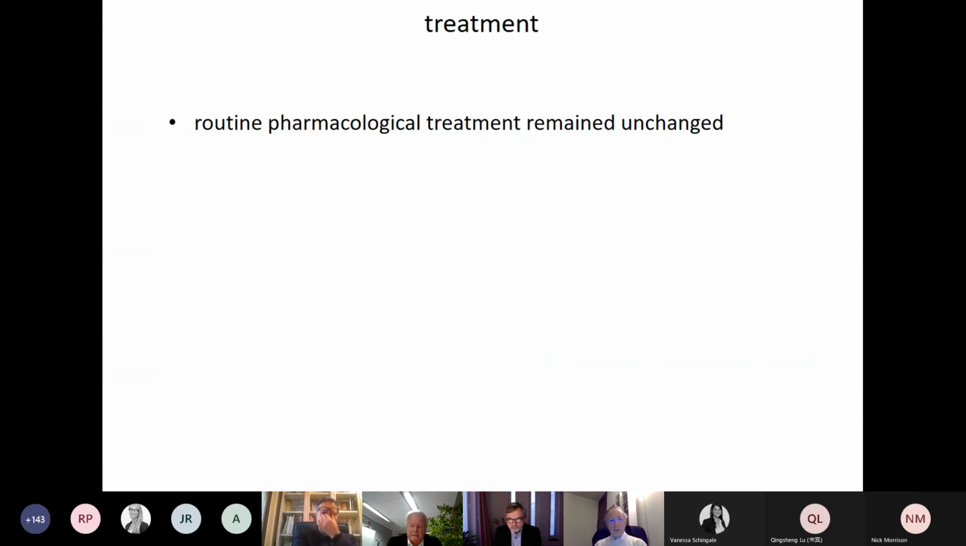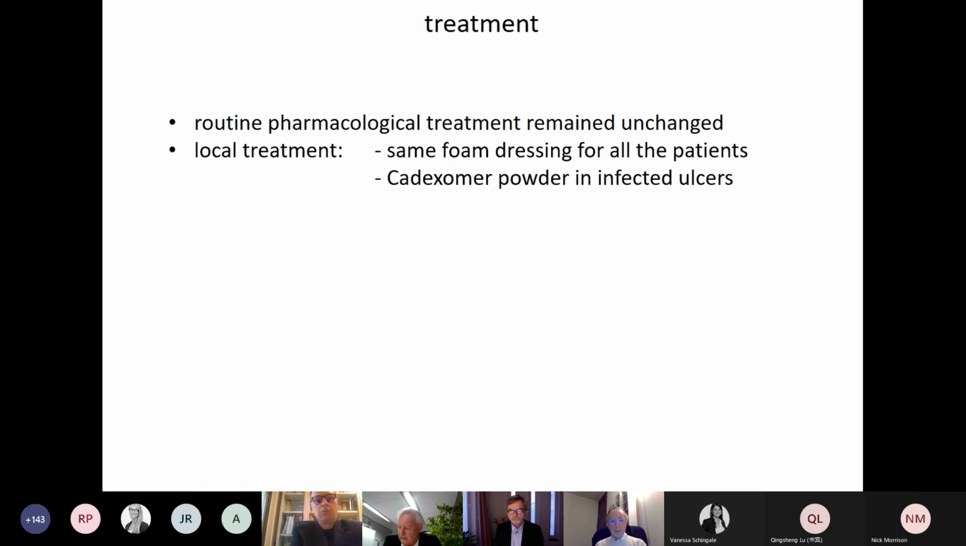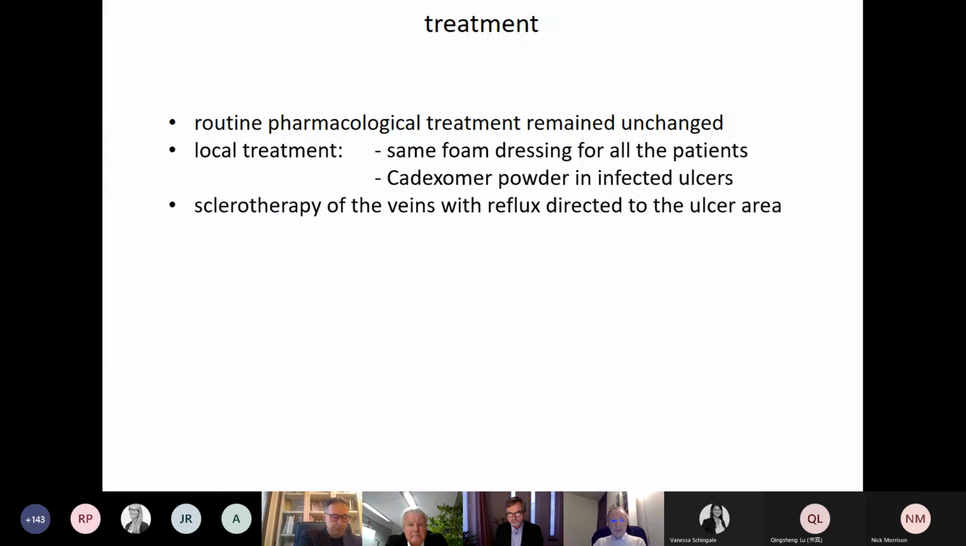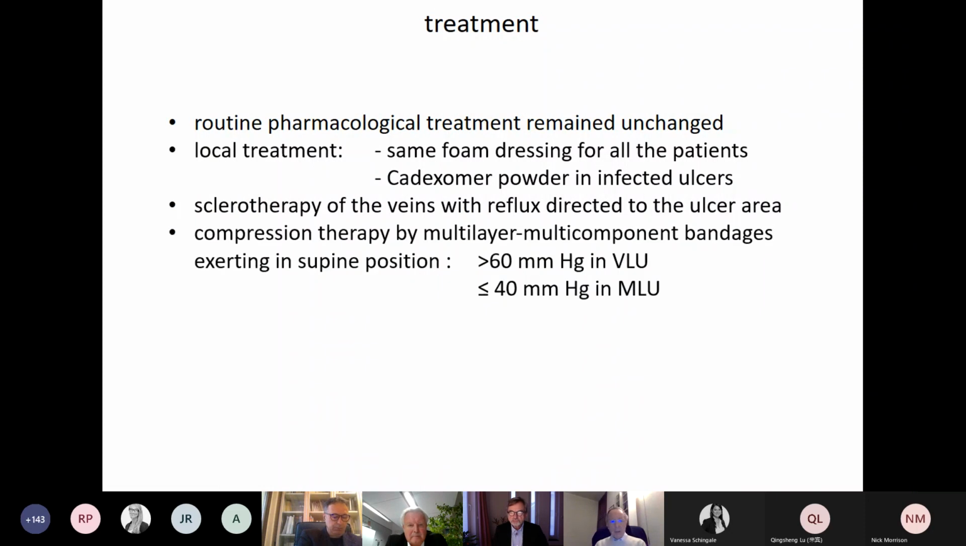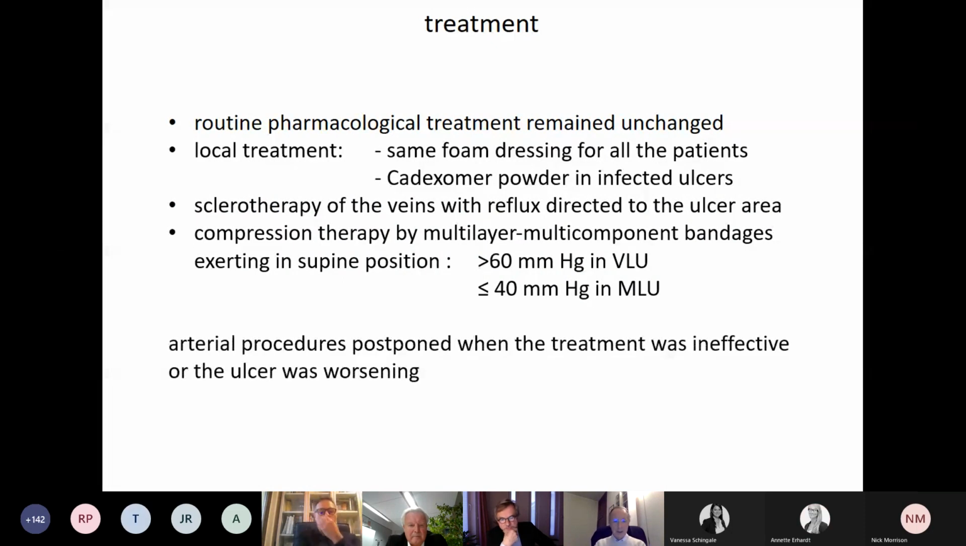From a treatment point of view, the routine pharmacological treatment remained unchanged. The local treatment was the same for all the patients: foam dressing for all, and Cadexomer powder in infected ulcers. Sclerotherapy of the veins with the reflux directed to the ulcer area was performed, and compression therapy by multi-layer, multi-component bandages exerting in supine position more than 60 millimeters of mercury in venous leg ulcer and not higher than 40 millimeters of mercury in mixed leg ulceration. Arterial procedures were postponed when the treatment was ineffective or the ulcer was worsening.